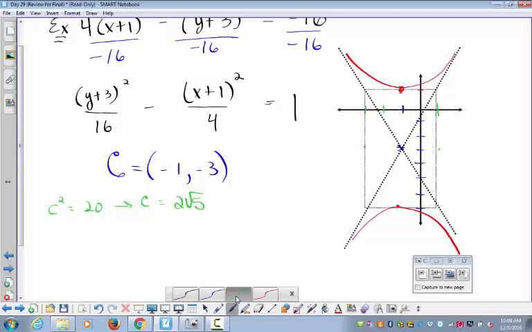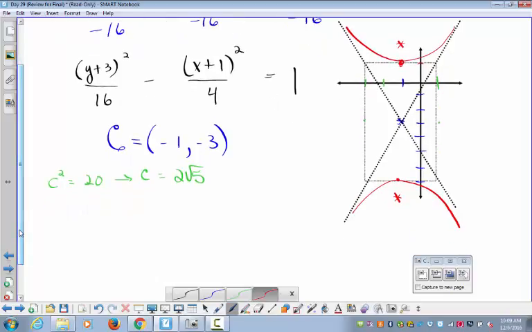So the foci will always be inside these arches, and that tells us how far from the center we have to go, up and down. So those foci, 2 root 5, square root of 20, somewhere between 4 and 5. So somewhere, we don't have to be very precise when we draw a graph, we just have to make sure they're inside the arches. The coordinates of the foci would then be what? -1, -3, plus or minus 2 root 5.